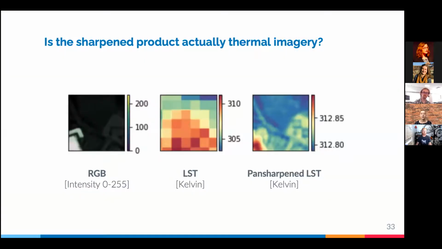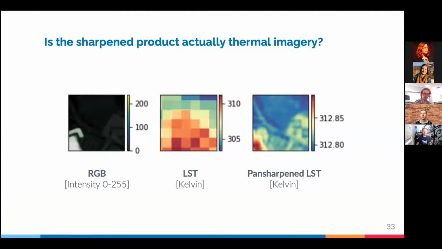So the first question that really came up was, is the sharpened product actually thermal imagery? This is an output from the pan-color GAN image sharpening algorithm. So the units of RGB are in intensity. When the LST image is denormalized, it's in Kelvin. When the pan-sharpened LST is denormalized, it theoretically should also be in Kelvin. So the main issue for this thesis was that the pan-sharpened thermal imagery did not quite have the correct range of Kelvin to correspond to the thermal imagery after denormalization.